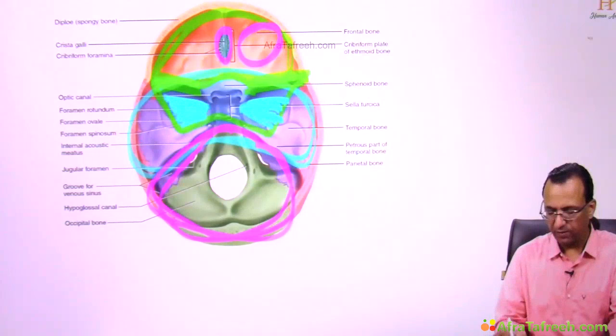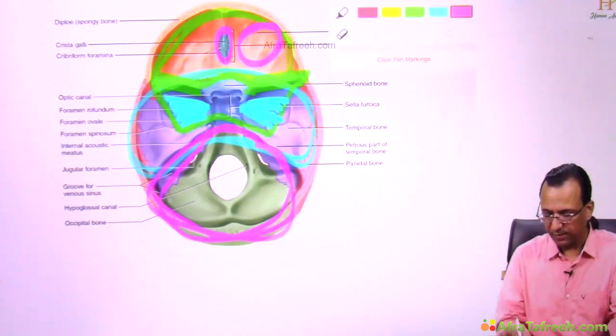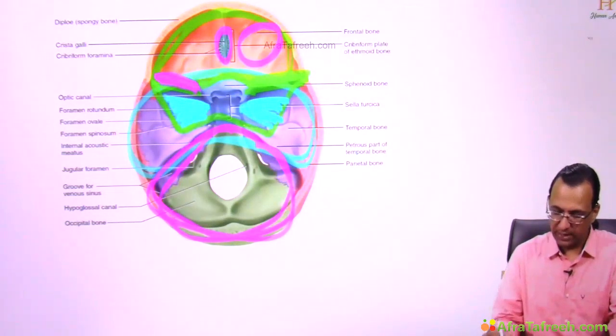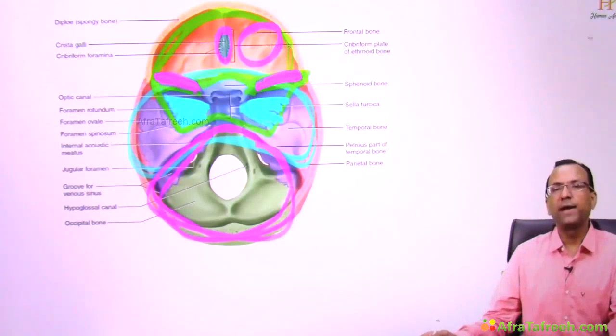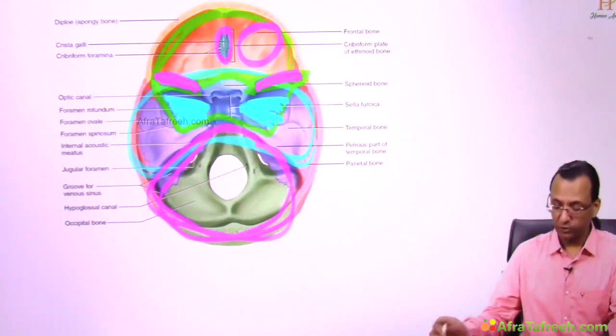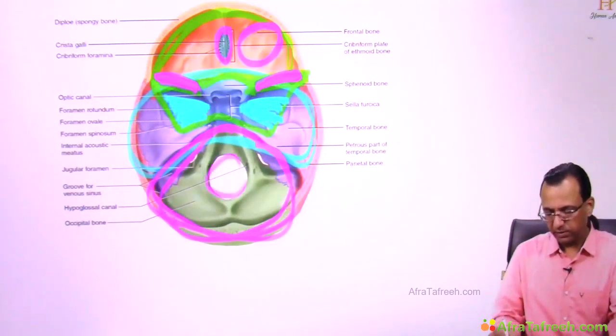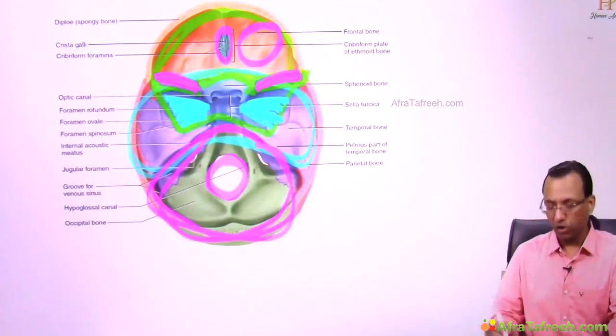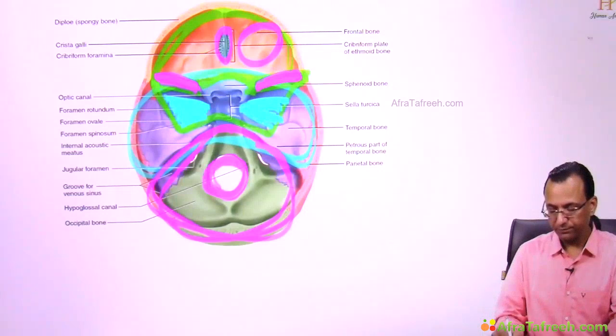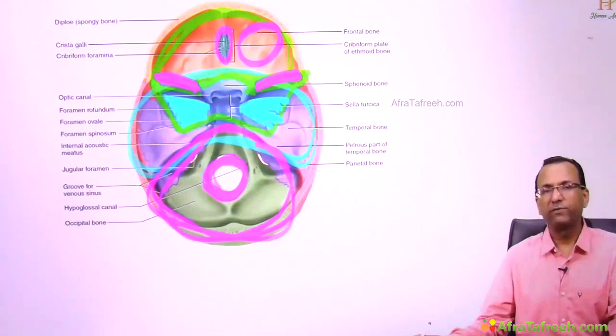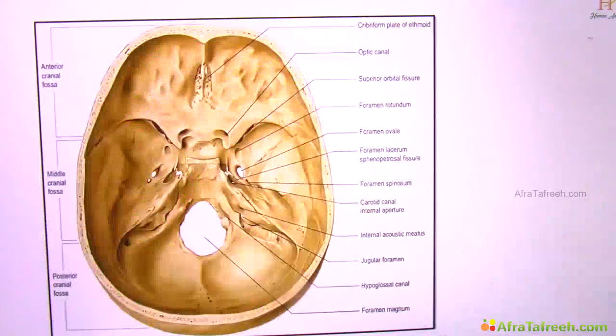And where is the lesser wing? Between the two wings there is a fissure. What fissure? The superior orbital fissure. So between the two wings you have the superior orbital fissure. Yes, this we have to discuss. And what is this big opening here? That is the foramen magnum, in the occipital bone. This is all we have to discuss now, and let us do it.